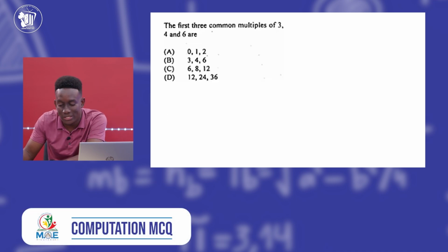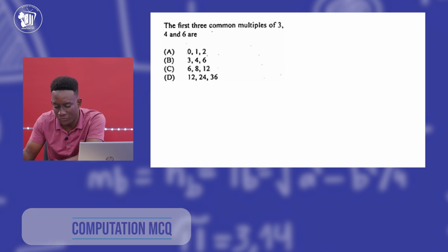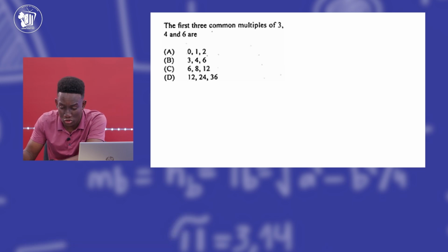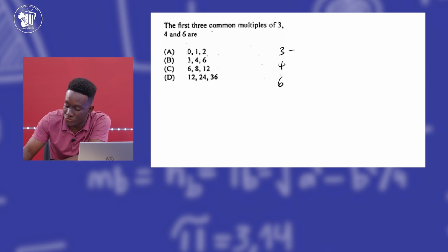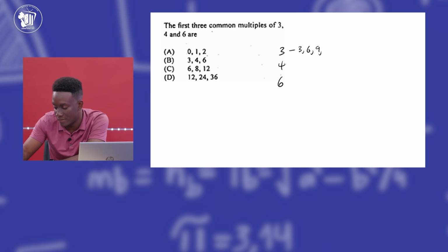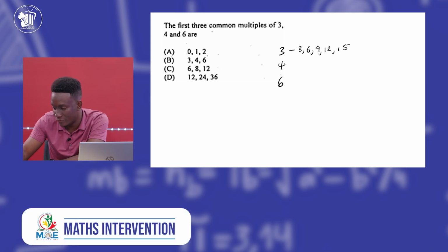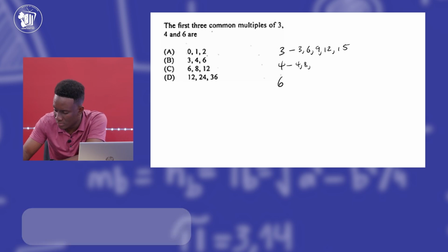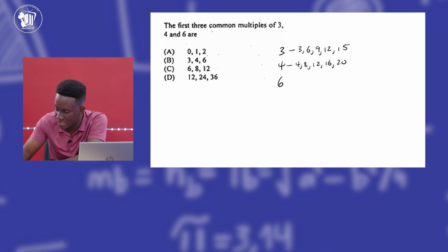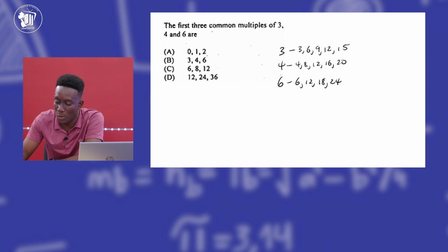The next question says, the first 3 common multiples of 3, 4, and 6 are. So we have 3, 4, and 6. The multiples of 3 would be 3, 6, 9, 12, 15, etc. The multiples of 4 would be 4, 8, 12, 16, 20. The multiples of 6 would be 6, 12, 18, 24.